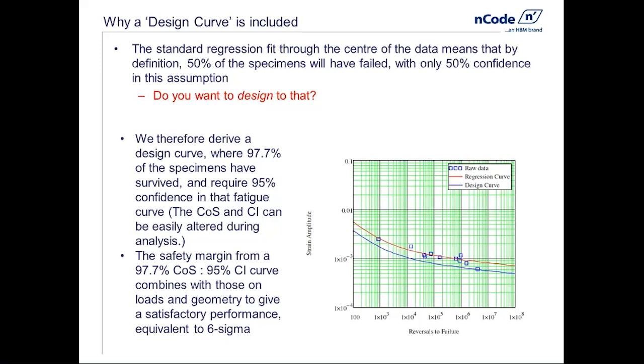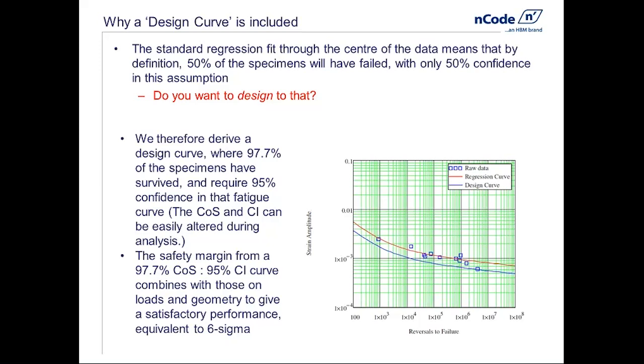You can't design to that. That is not actually very useful. So you have to set a level which gives you an acceptable level of failure in your component. And for this reason, we provide a design curve in the database, which has a 97% certainty of survival with a 95% confidence interval, and that is the blue line you can see underneath it.